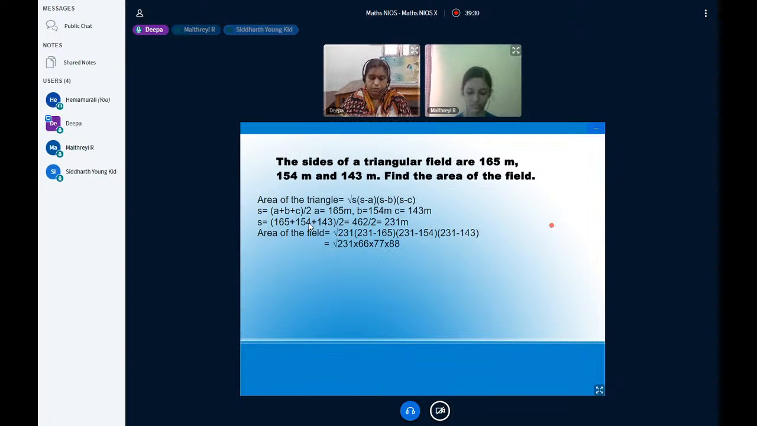Now we try to come out from the square root, so split the factors. We can write 231 as 11 into 21, 66 as 11 into 6, 77 as 11 into 7, and 88 as 11 into 8. Now we can reduce the terms. 21 we can split as 7 into 3, so 11 into 7 into 3, then 11 into 2 into 6, 11 into 7, and 11 into 8. Now whatever we can square, we take out: 11 square, 7 square.